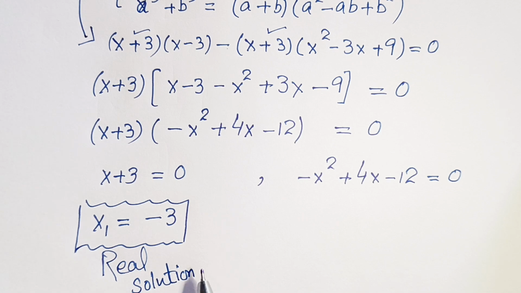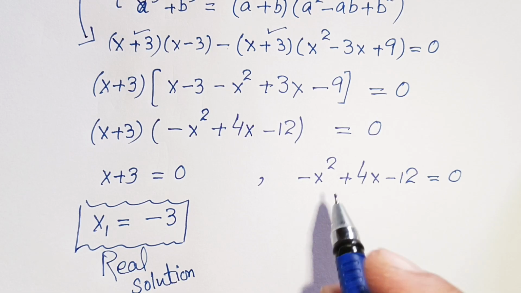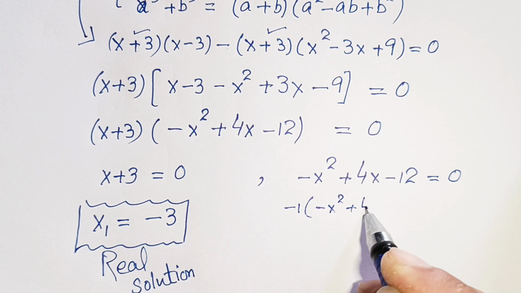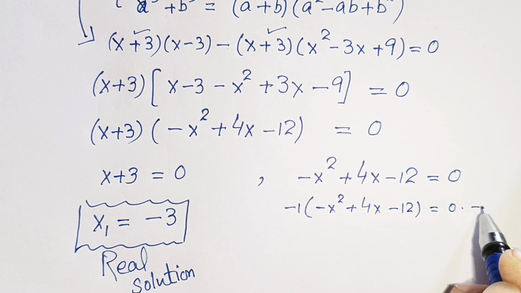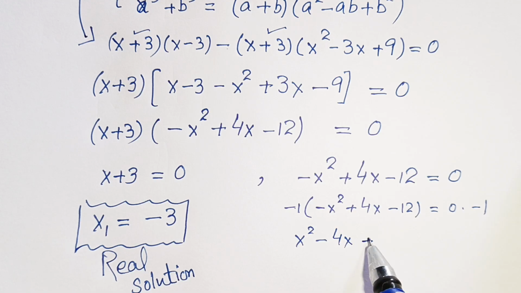Now by solving our second equation, it is actually a nice quadratic equation. If we multiply by minus 1 on both sides, we get, here we have 0 times minus 1, and minus times minus is plus, so x squared minus 4x plus 12 is equal to 0 times minus 1, which we know is equal to 0.